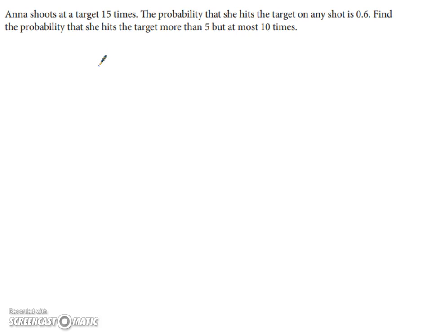Okay, welcome back. So this girl Anna is going to shoot 15 times, so my n is equal to 15. The probability that she hits the target, so p, is equal to 0.6. Find the probability that she hits the target more than 5, at most 10.